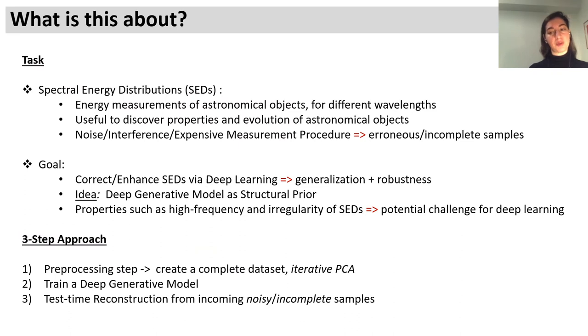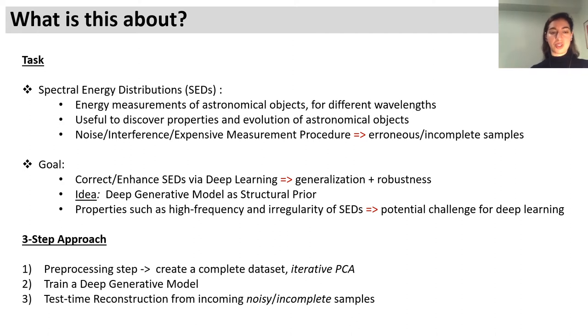So our task involves spectral energy distributions. They are important energy measurements for astronomical objects. The important thing is that their measurement process involves noise and interference, for example, from the atmosphere, which results in incomplete or even erroneous samples. What we propose is to leverage the generalization capability of deep learning in order to automatically enhance such samples.